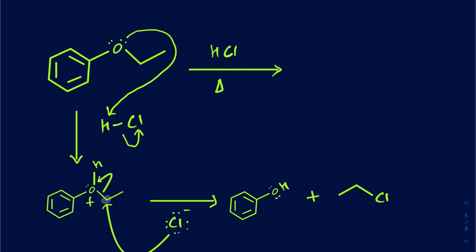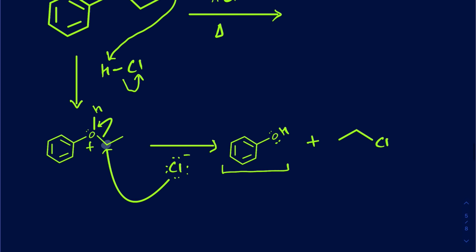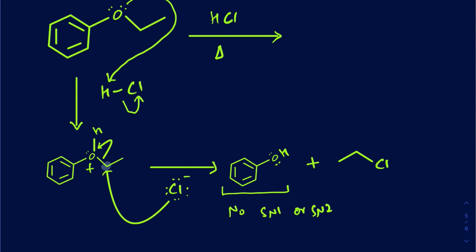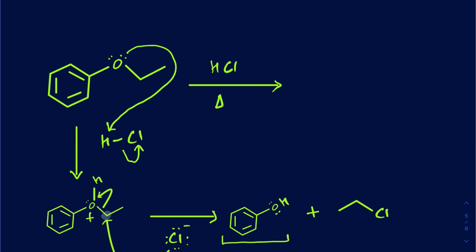But in this case, we cannot do any SN1 or SN2. So no SN1 or SN2 reactions can be taking place on those. So since you can't have any SN1 and SN2 reaction, this is actually going to be your final product. So at the end of the day, you make one aromatic alcohol and you make one alkyl halide whenever you're dealing with these aromatic ethers.